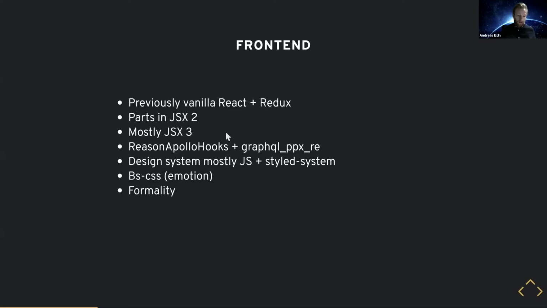The design system is mostly built in JavaScript with styled-components and styled-system, and then there's a layer of bindings on top of the JavaScript files, because reasons. When we need to do styling in Reason, we use CSS, which is a layer on top of Emotion. So there's a bunch of different tech.